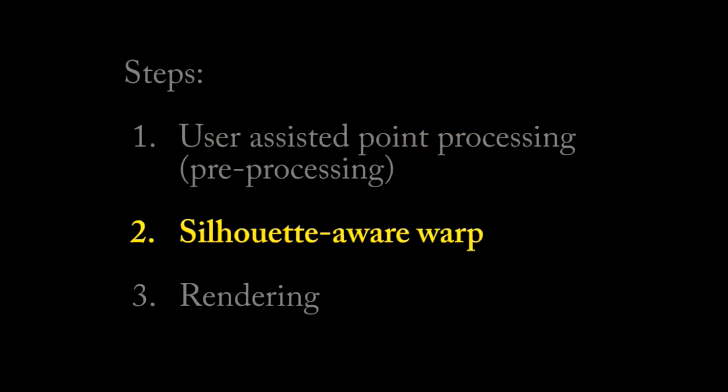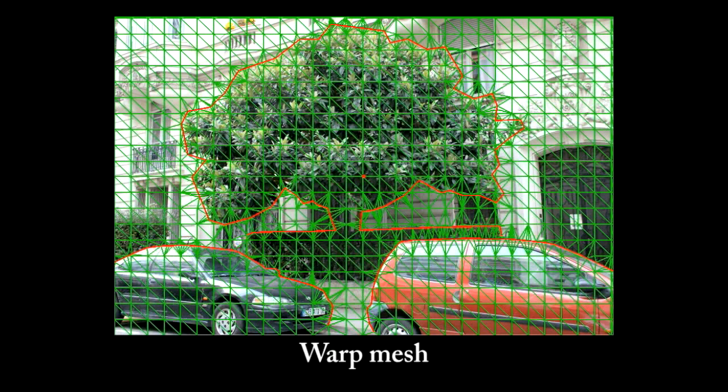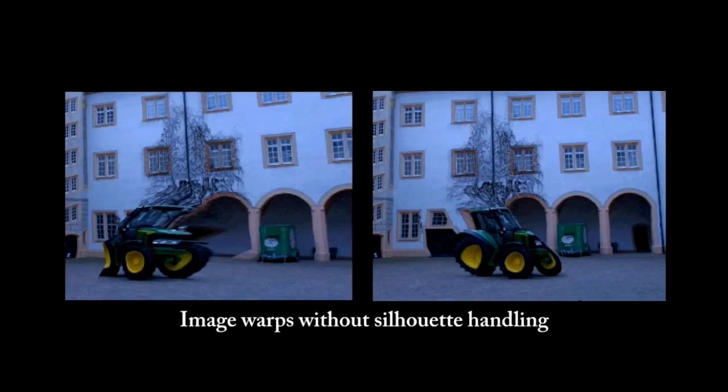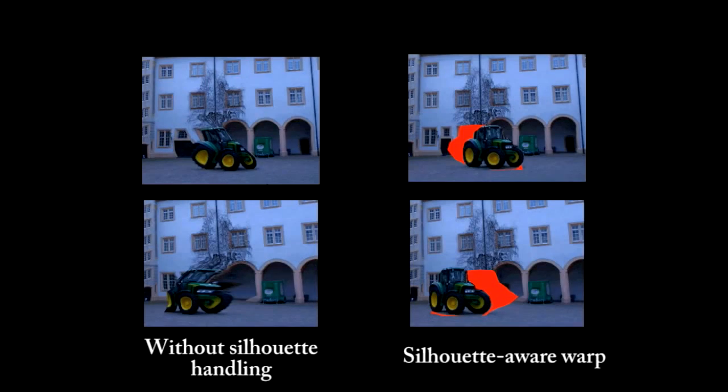The sparse point set and the silhouettes are used to define our new warp. We create a warp mesh for each input image. We add special elastic triangles around silhouettes. Without silhouette constraints, depth discontinuities cause severe distortion, shown here. Our silhouette-aware warp preserves the outline of foreground objects even for wide baseline warping. The elastic triangles shown in red represent disoccluded pixels filled in from other images during rendering.